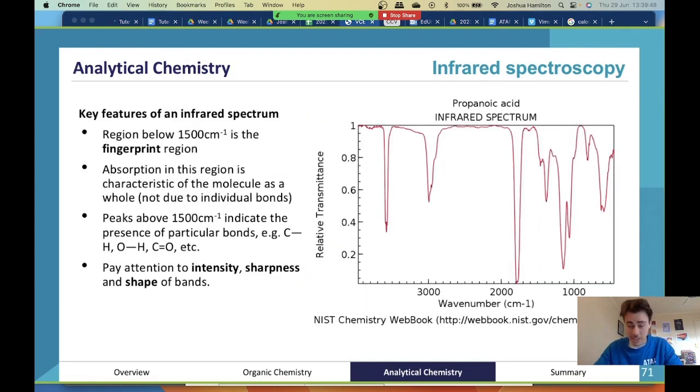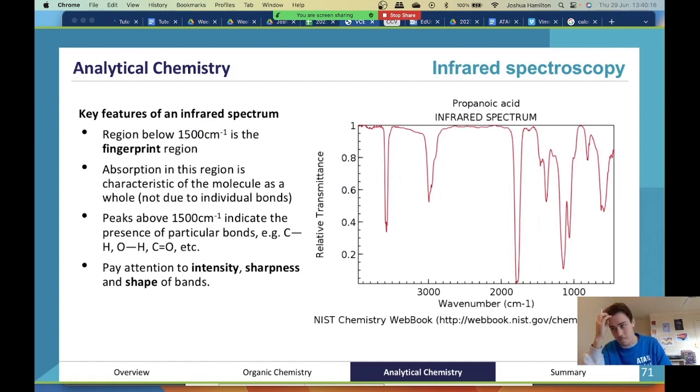The fingerprint region is actually really, really useful, but it's beyond the scope of VCE chemistry. It's used in university level chemistry, and for those of you who do follow chemistry into university, you're going to see this a lot. However, for our level of chemistry, we don't look at it. It actually tells you about the individual characteristics of it. So I'll show you an example on the next slide, but the individual characteristics between molecules that are very similar, but they're slightly different. The fingerprint region is like its fingerprint.